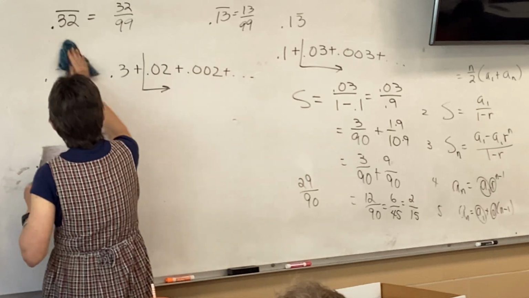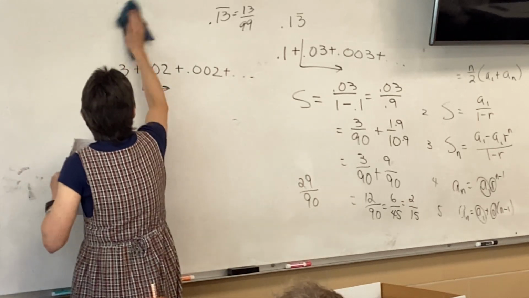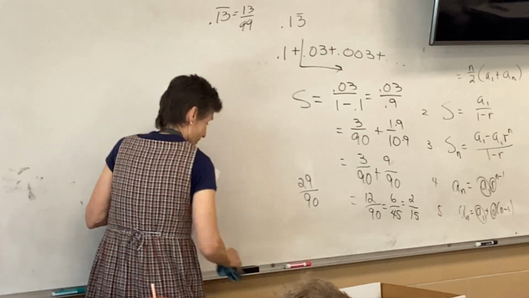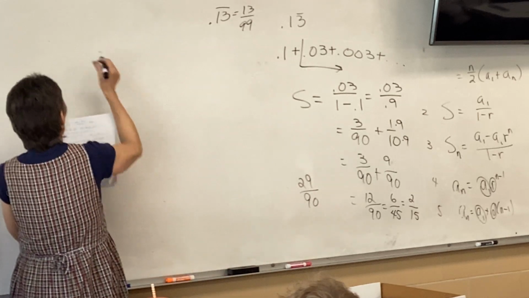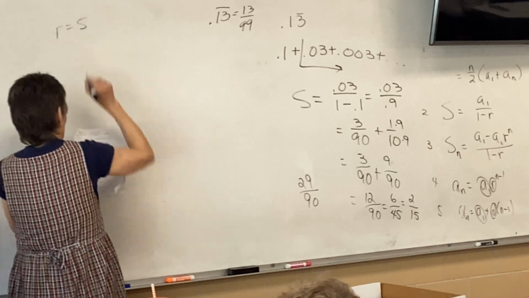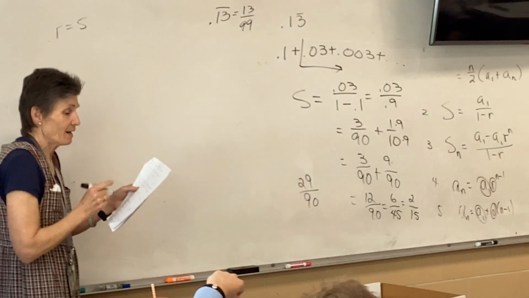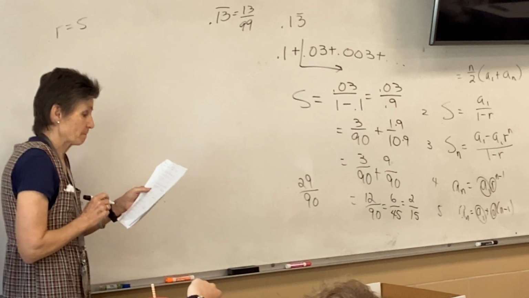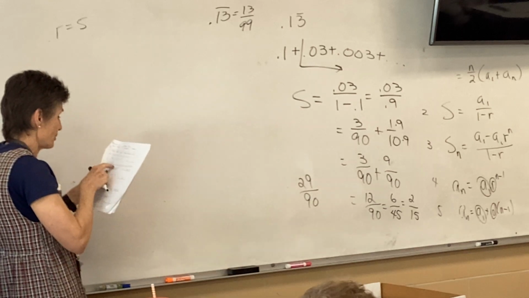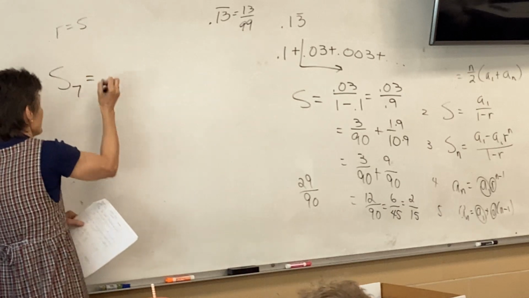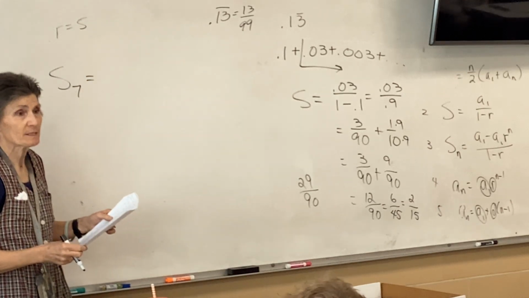Can you tell how we're getting from term to term? Multiplying, what are we multiplying by? 5. Looks like we're multiplying by 5. Check it out. Multiply by 5, I think that's what's happening. How many of them are there? 1, 2, 3, 4, 5, 6, 7. So the directions say add up 7 terms.